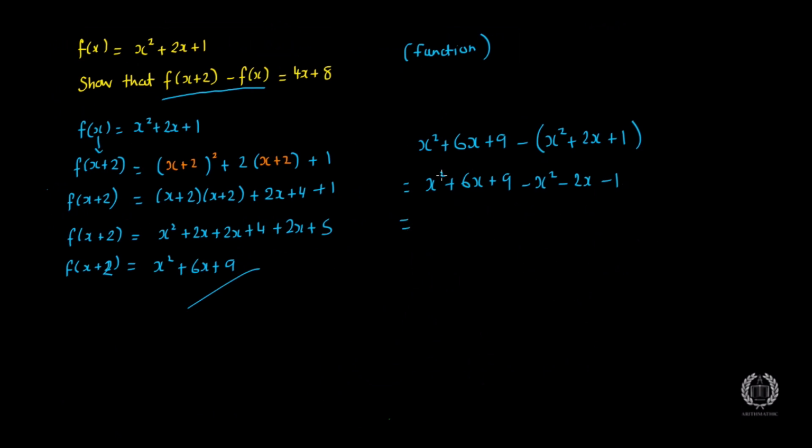Now if we simplify this, x squared minus x squared goes away. What is 6x minus 2x? 4x. And then what's 9 minus 1? Plus 8. And that is how we show that f of x plus 2 minus f of x is 4x plus 8.